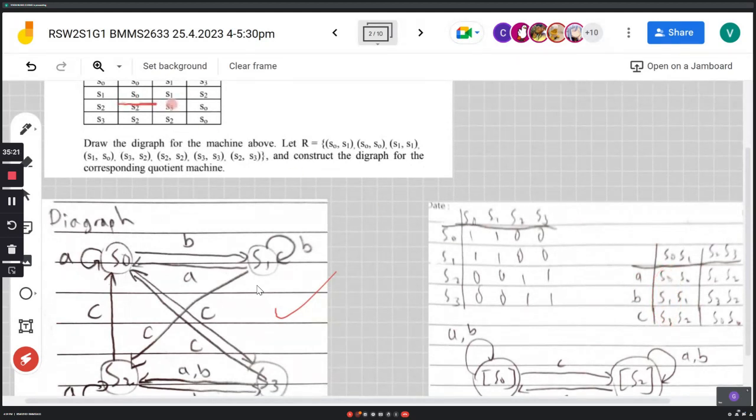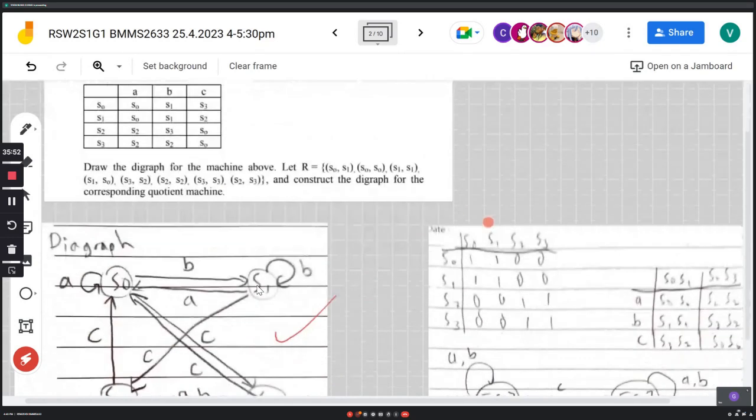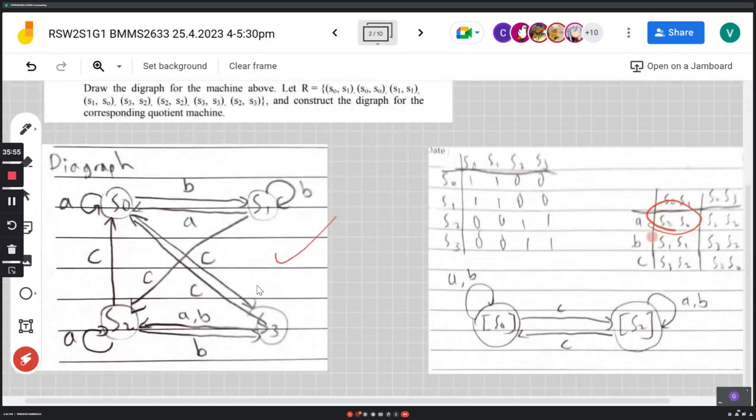Then S1, you have 0, 1, 2. So here, 0, 1, 2. S2: 2, 3, 0. So here you have 2, 3, 0. And S3, you have 2, 2, 0. So here, 2, 2, 0. Okay. And this is just to construct the diagram for the corresponding quotient machine. Then that means we don't need to show that it is a machine congruence. It means this question itself is already a machine congruence. Okay. They remain in the class of S0 and S1.